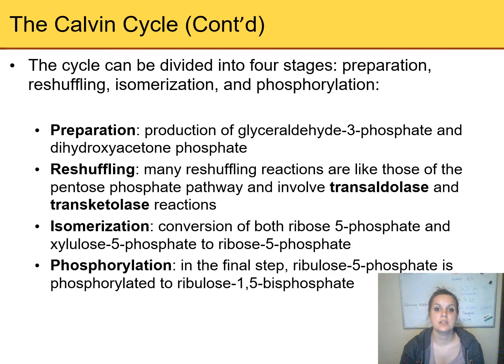So the Calvin cycle can actually be divided into 4 phases: preparation, reshuffling, isomerization, and phosphorylation. So preparation, basically you produce glyceraldehyde 3-phosphate and DHAP, which we've seen in glycolysis. Reshuffling, there's a bunch of reactions that are like the pentose phosphate pathway that we haven't talked about, that are just kind of reshuffling the carbons. Isomerization is going to be something similar that we've seen. We've seen the way that carbon-containing molecules can change the isomers. And then phosphorylation. Basically, you're going to have phosphates added in these pathways.